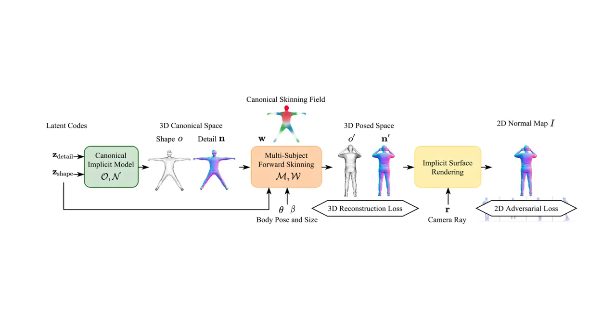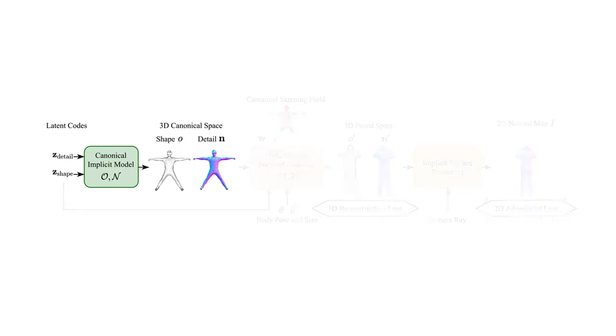To achieve this, we build an implicit multi-subject articulated model. We model clothed human shapes and detailed surface normals in a pose-independent canonical space via a neural implicit surface representation, conditioned on two latent codes, Z-shape and Z-detail.